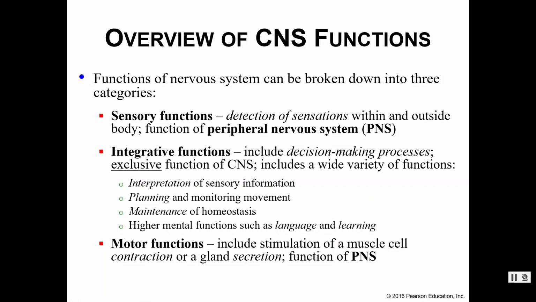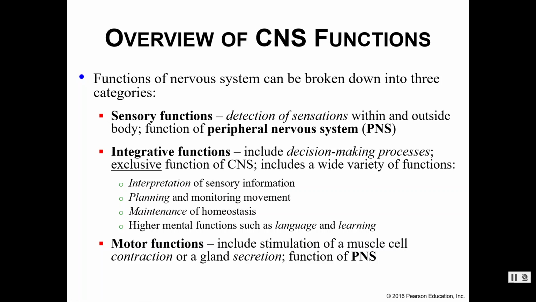Now, your nervous system in general, we can break it down into three different categories. We have sensory functions. Your peripheral nervous system, or your PNS, is responsible for detecting sensations both inside and outside the body, so internal and external stimuli. These sensory signals make their way to your central nervous system, your CNS again, where we're going to do some integrative functions.